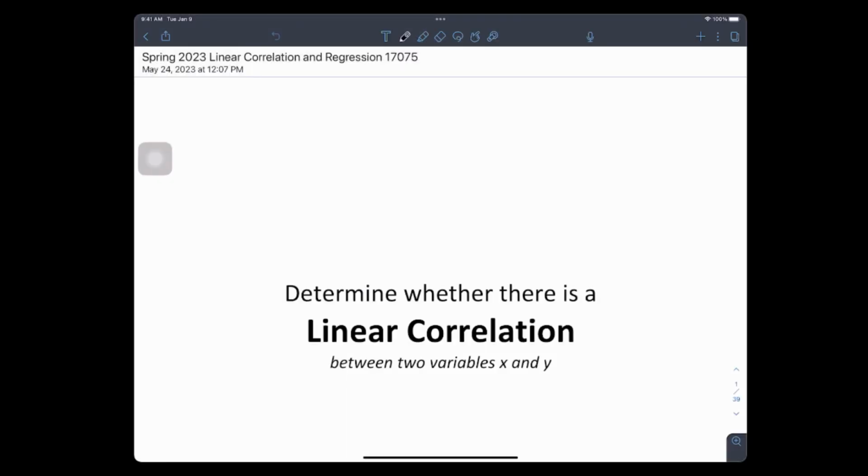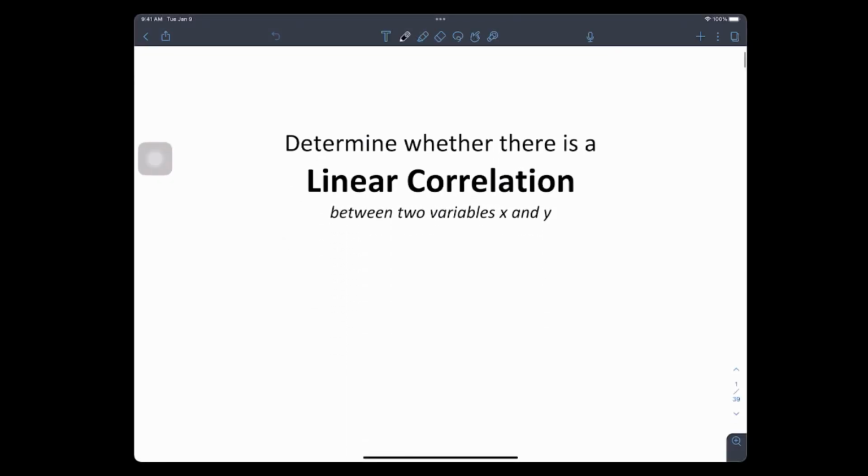There's the notes. And where am I going? Oh, there we go. Here we are. There's the notes. Linear correlation and really regression. So I want to talk about this here for you guys.